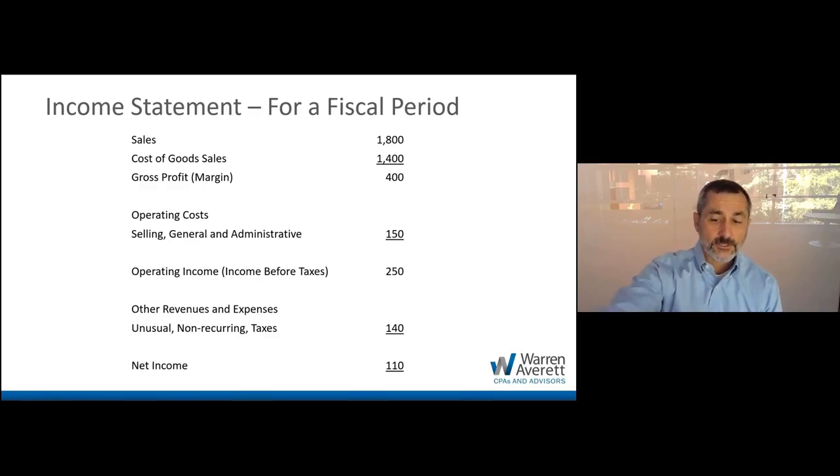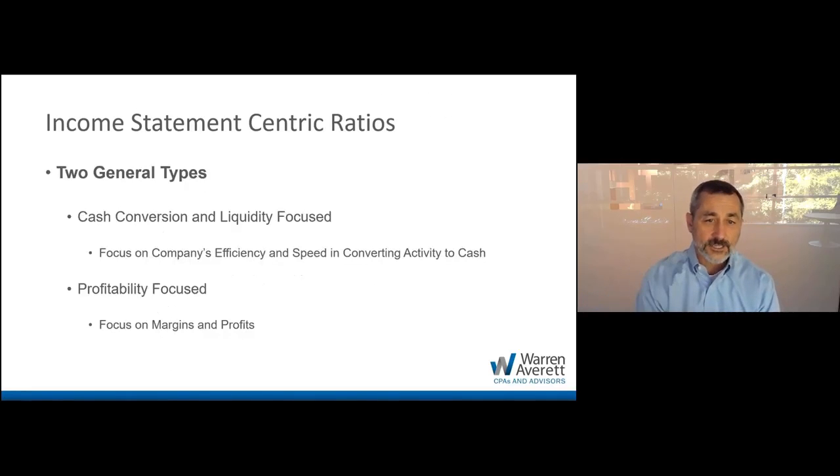So with this as the backdrop, let's jump right into income statement centric financial ratios. There are generally two types. The first is cash conversion or liquidity focused ratios. These focus on a company's efficiency and speed in converting activity to cash. Next is the profitability focused ratios that really are, frankly, more simple, and they tend to focus on how profitable a company is. Let's do the tougher ones first, which are the cash conversion and liquidity focused ratios.